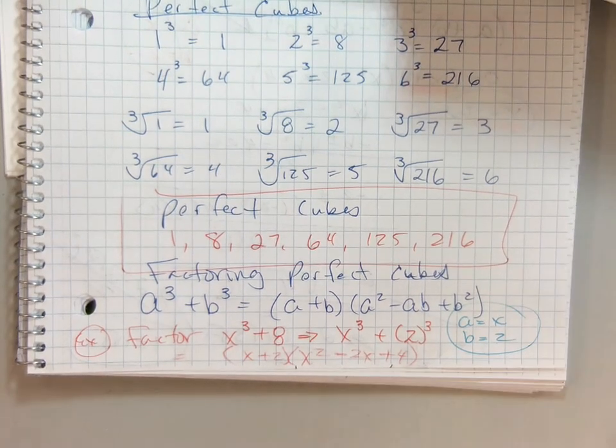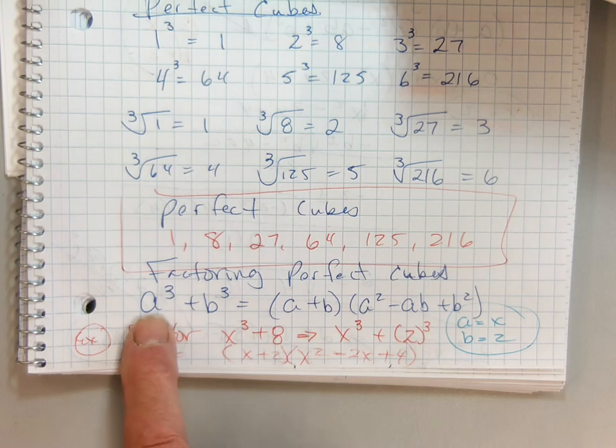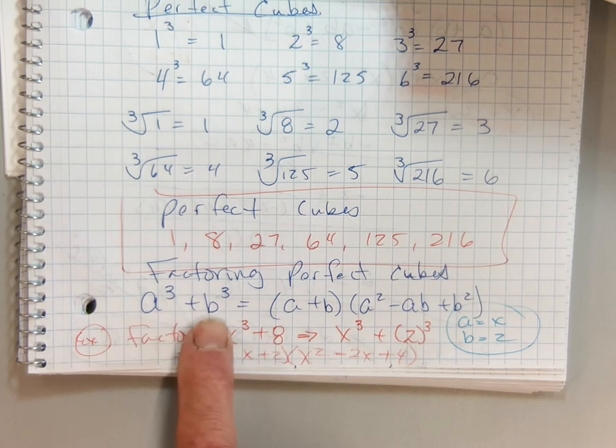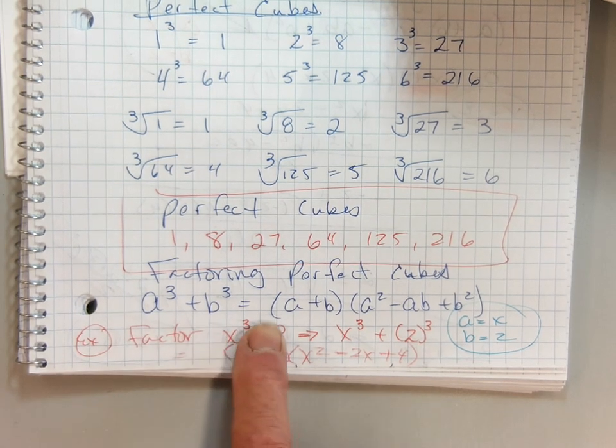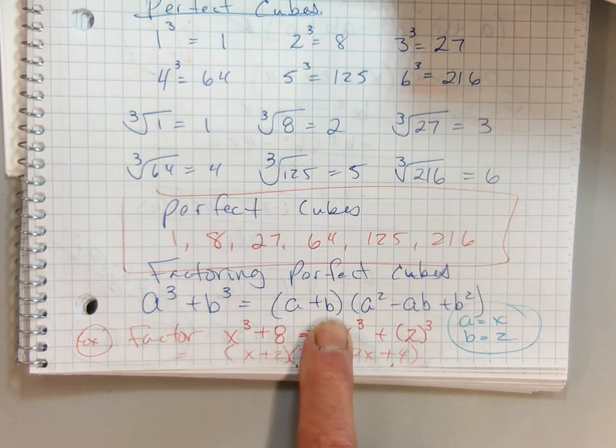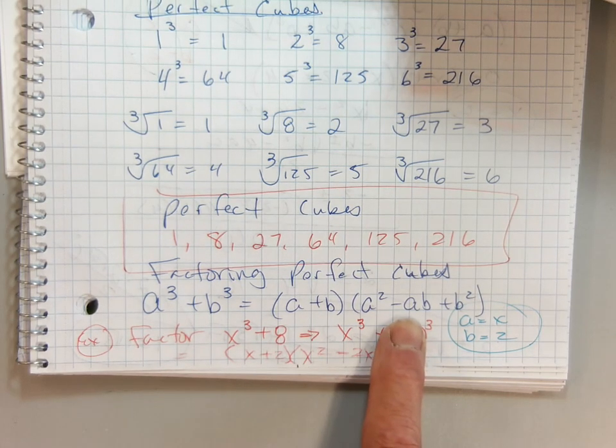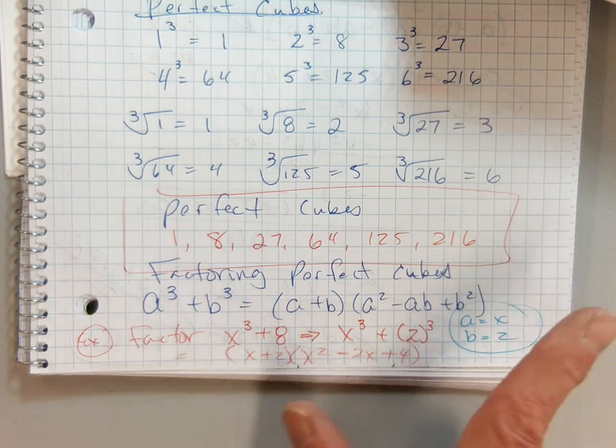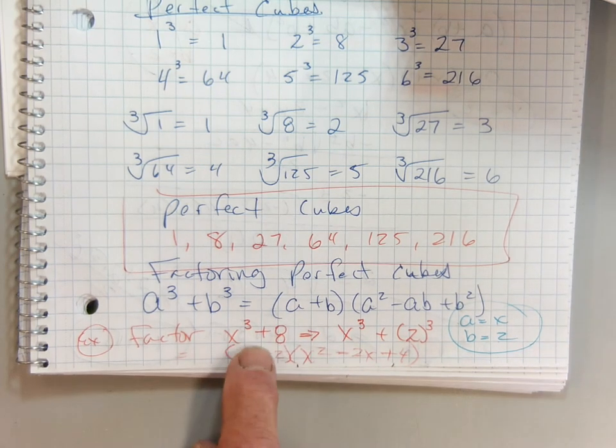So we talked about how to factor perfect cubes. Here is a formula for factoring perfect cubes. If you have a cubed plus b cubed, a perfect cube plus a perfect cube, it factors into a plus b times a squared minus ab plus b squared. And I put that on the board right over there. So we took a look at an example.